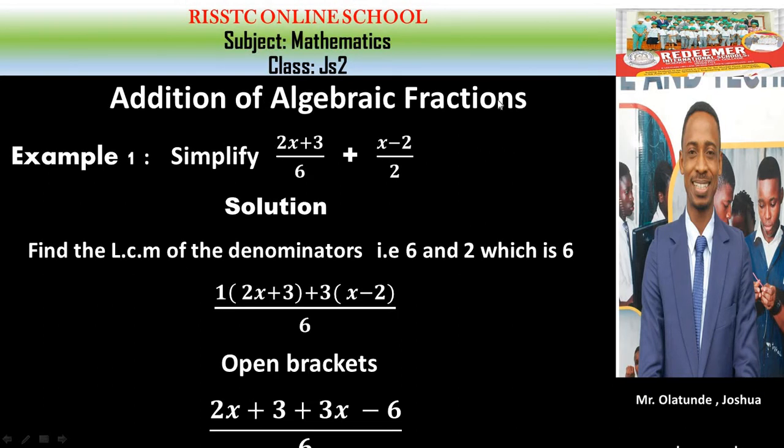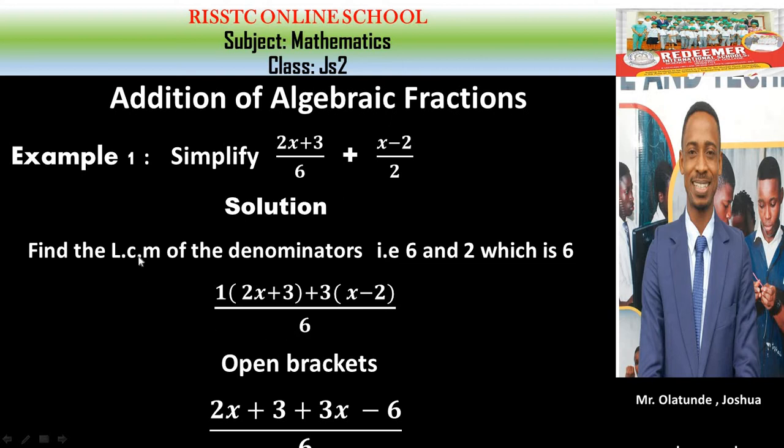Addition of algebraic fractions. Example 1. Simplify 2x plus 3 over 6 plus x minus 2 over 2. Solution. Find the LCM of the denominators, that is 6 and 2, which is 6. Our LCM here is 6. Write your LCM at the bottom here.